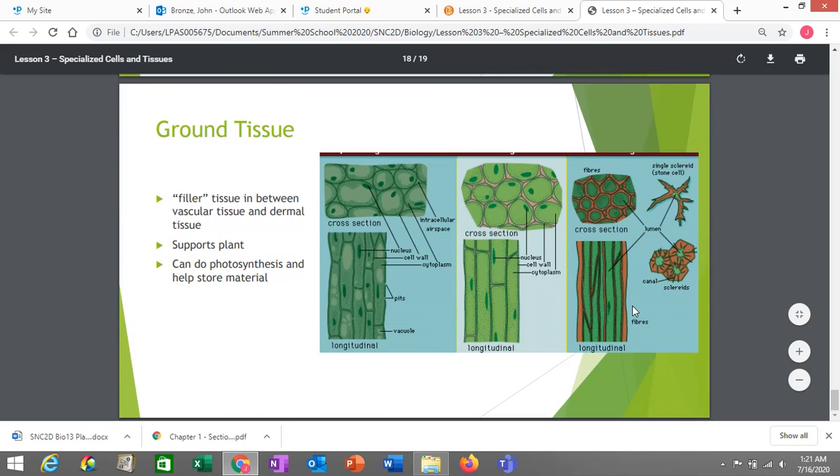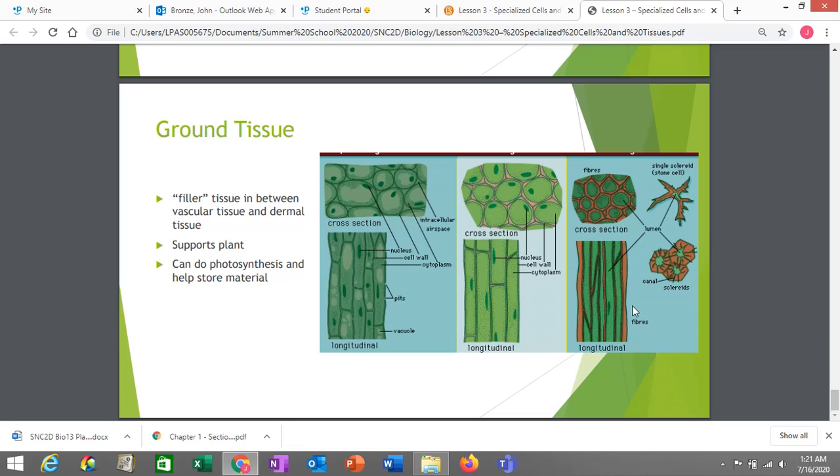Last but not least, we've got ground tissue. You've got dermal tissue, which is on the outside, and vascular tissue, which is on the inside. The rest of it is this stuff, ground tissue. And again, I'm not going to ask you about different types. They don't even have the names for the different types here, so don't worry about it. Just worry about generally what ground tissue does.